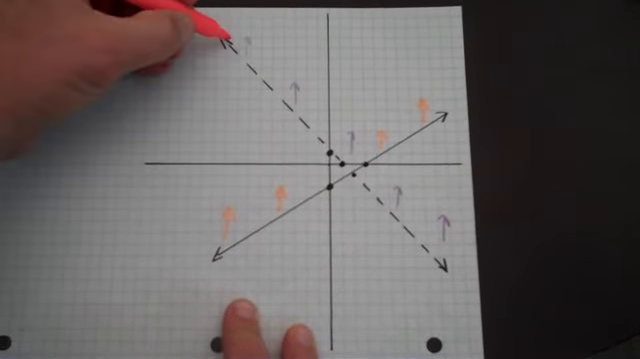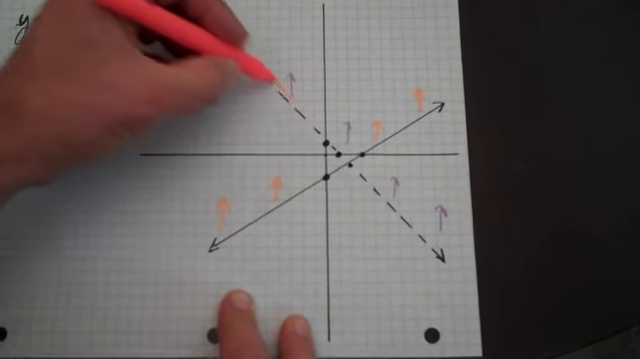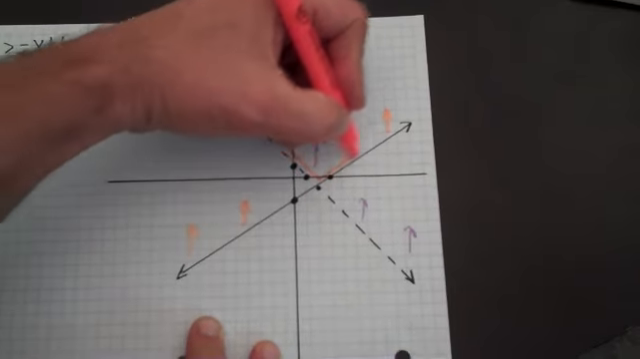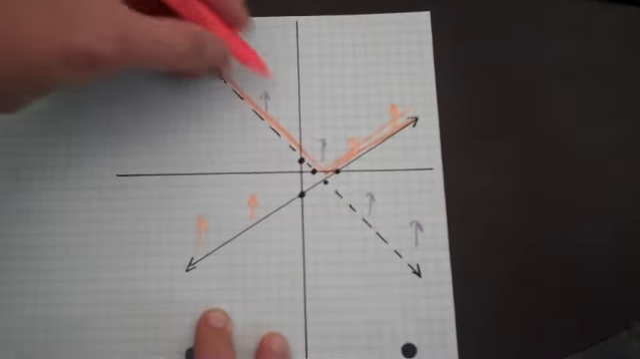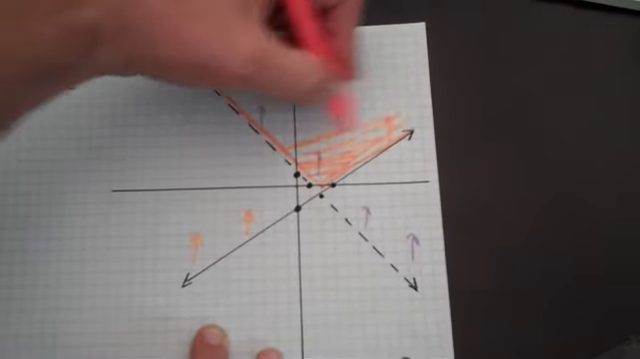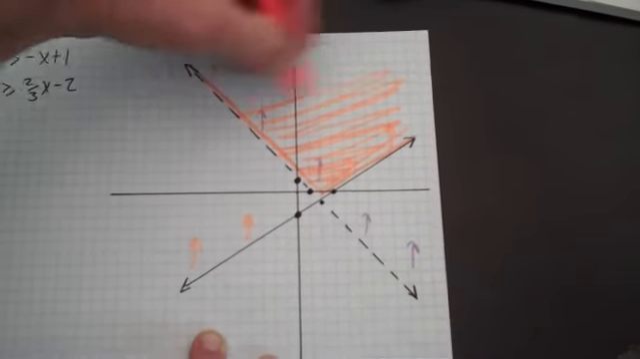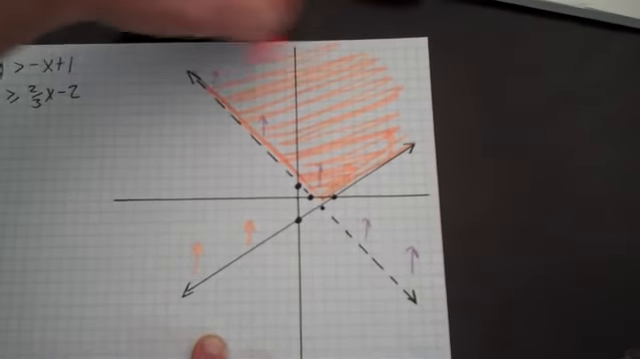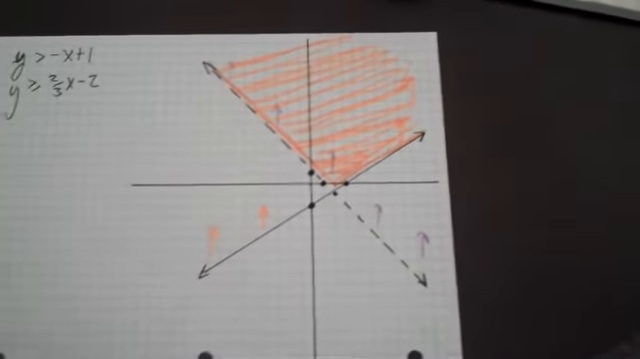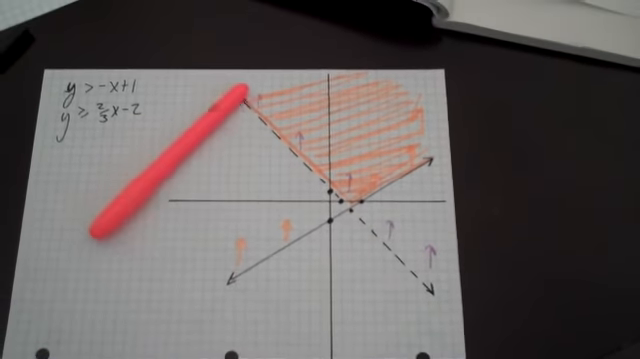So we're going to color this in, and that's what the highlighters are for. We're going to shade all of this region here. And that's going to represent the graph of our solution for this system of linear inequalities. And we are done. Yay.